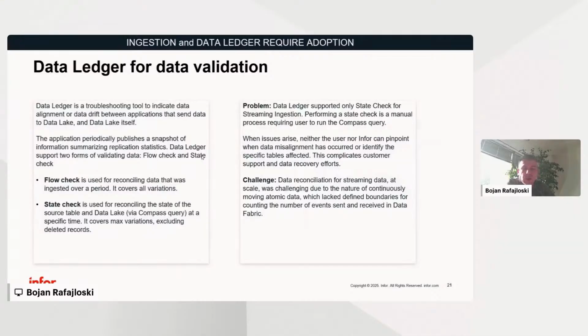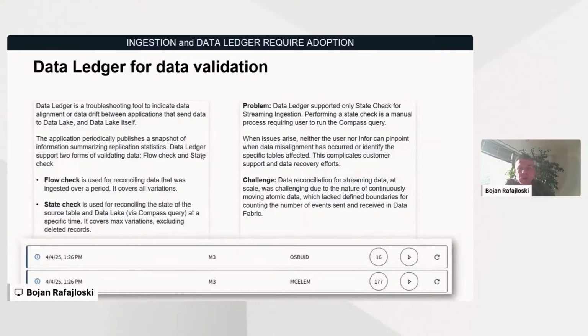So previously in streaming, this is how it looked. M3 was just sending us the state check, and we were not able to reconcile the flow check of how much data was sent. Now that is enhanced, and the source application can tell us exactly how much data was sent in a specific period. And we can check that same period in Data Ledger and compare if we have the exact same count. That is done using the source publication date.